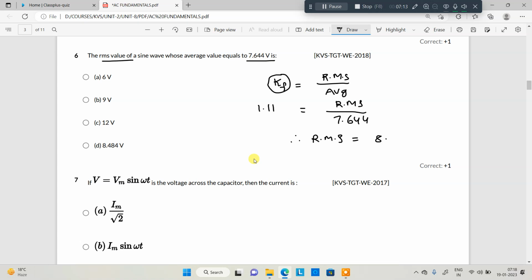It is about voltages. The RMS value of voltage is equal to 8 after multiplication, 8.484 volt. So what is the answer? Option D is the correct option. This is the question from the 2018 question paper.